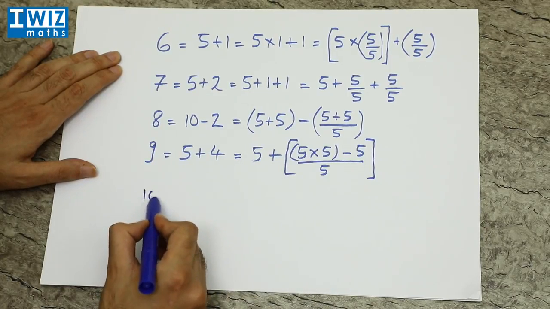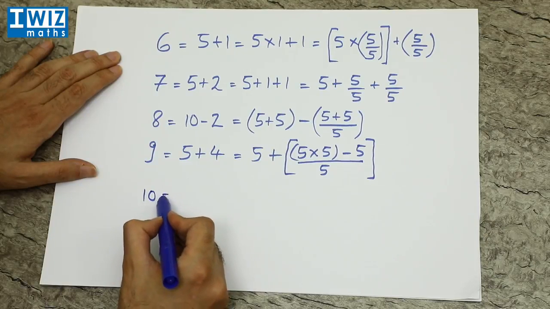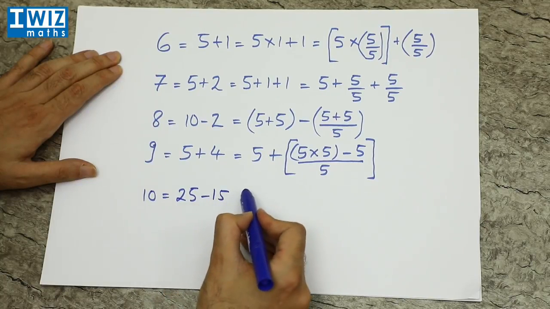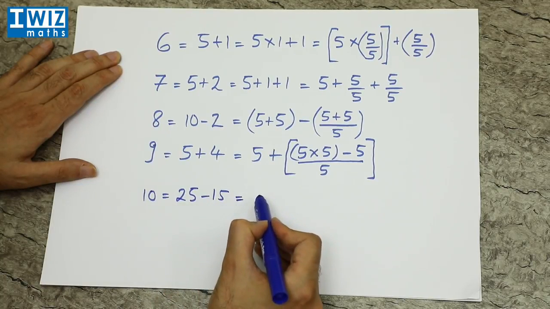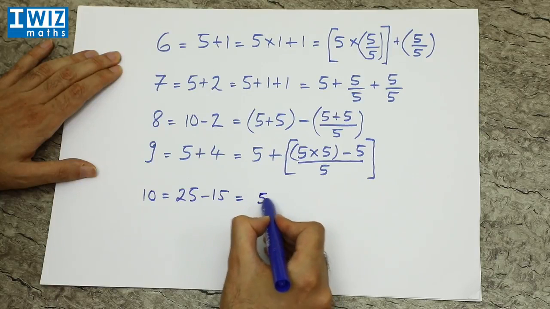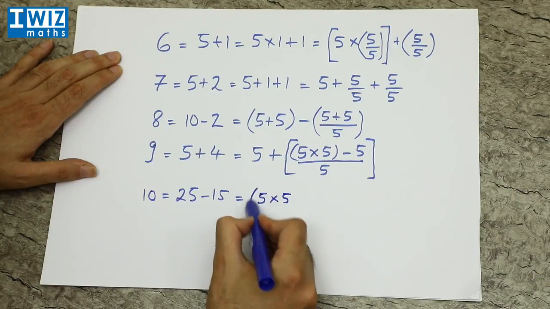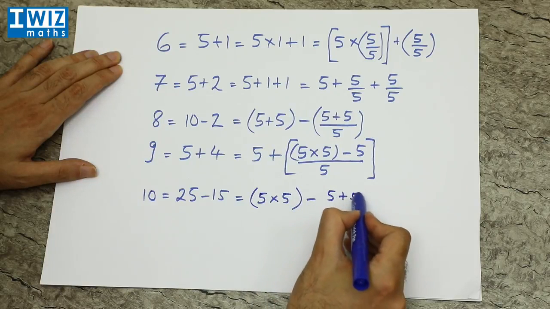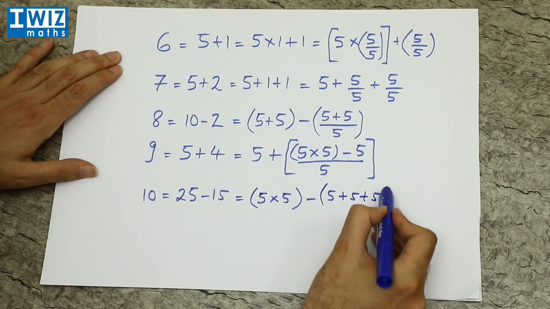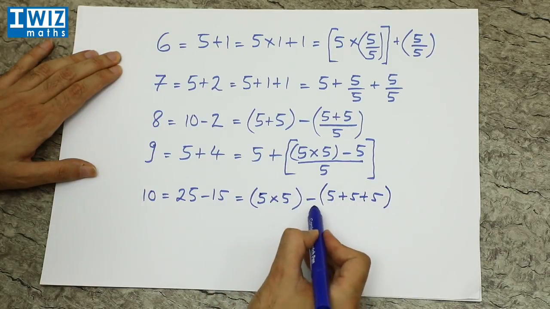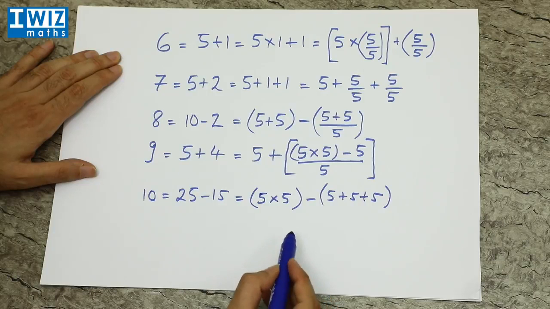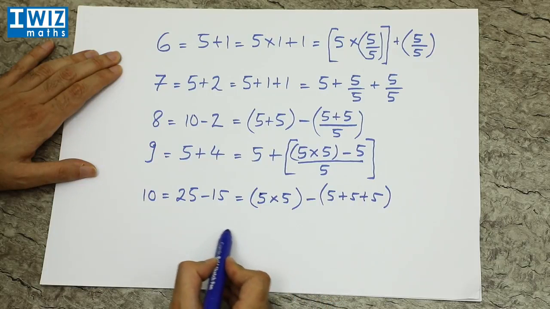And finally, we need to get to the number 10. So 10, if we note, is just say 25 minus 15. Then that makes it easy to spot, which is 5 times 5, which is 25, minus 5 plus 5 plus 5. Put a bracket around there. So that's 25 minus 15 gets us to 10. So this gets us to the end of this puzzle, to the end of 5 fives. And for that, we can give ourselves a little star.